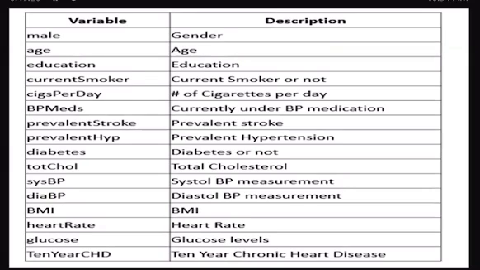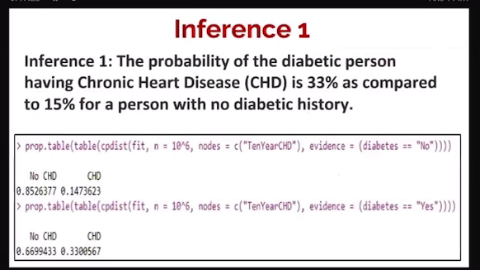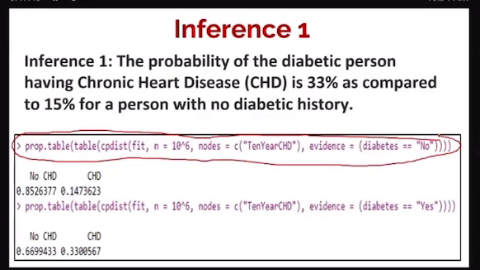Now, based on the network structure, based on what you draw now, you want to answer a question: what is the probability of a diabetic person having a chronic heart disease? It's 33% as compared to 15%. So you want to figure out how do I get the 33% and the 15%? I'm using the structure now to answer the question. Look at that. That's an R code. You see 33% here, and you see 15% here. That's how we're interpreting that.